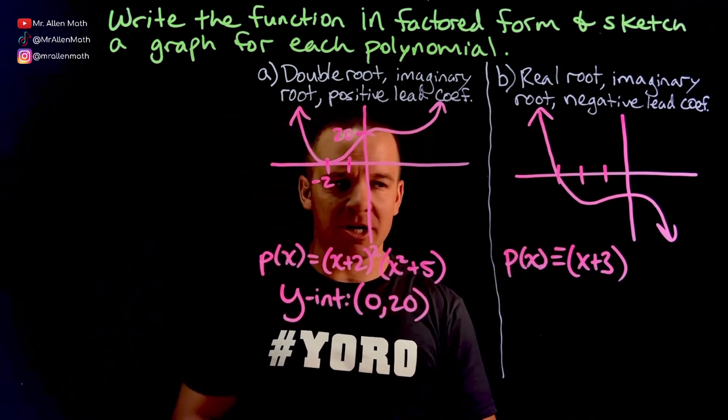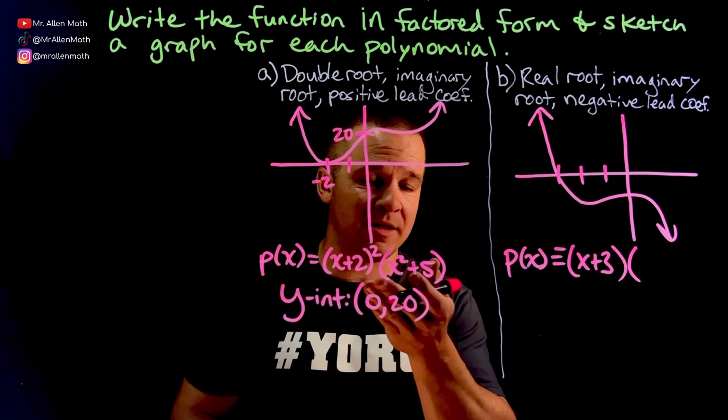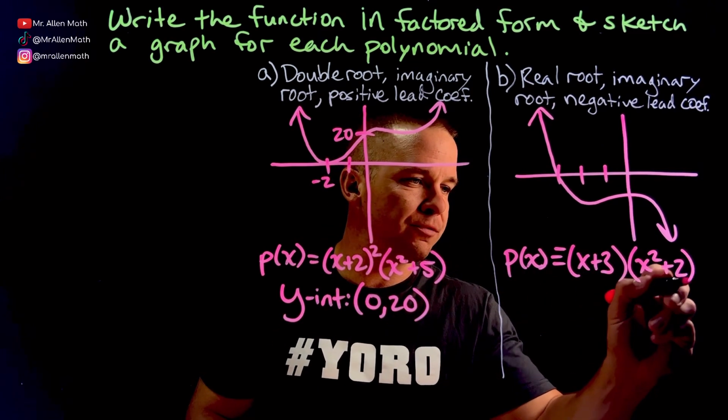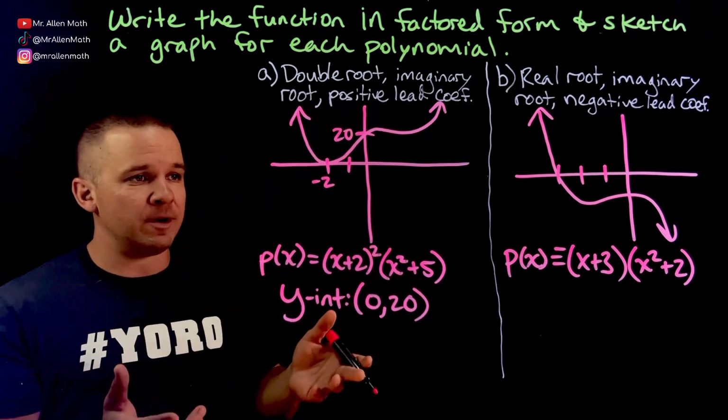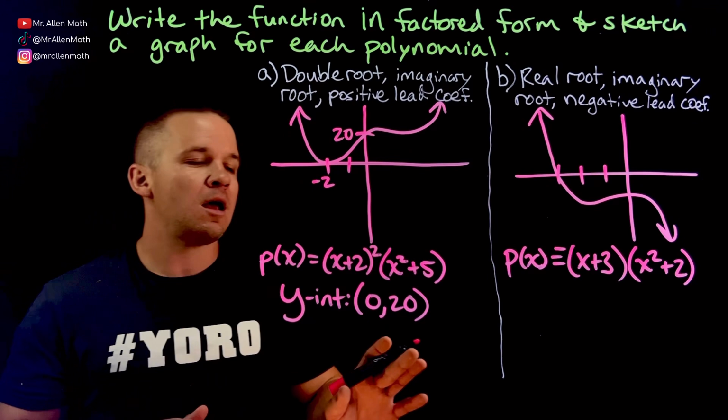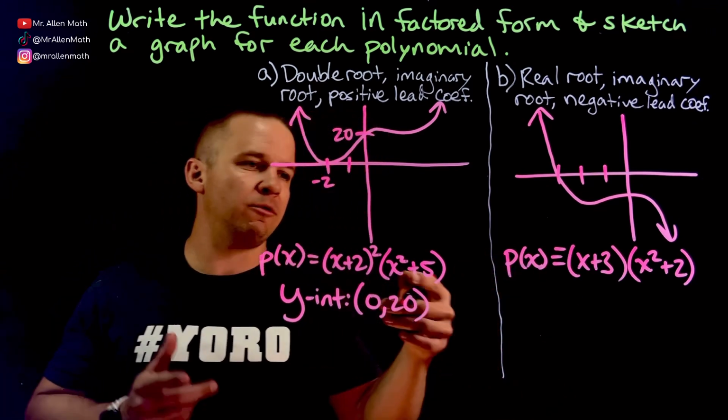And then let's see here. How am I going to get my imaginary? Well, I could do the same kind of thing here. I'll do a different number just for fun. Let's say it's x squared plus 2. Cool? So there we go. I've got a cubic, negative lead coefficient. Sorry, almost forgot about it. We remembered it, right? And then what would my y-intercept be so I can plot that?